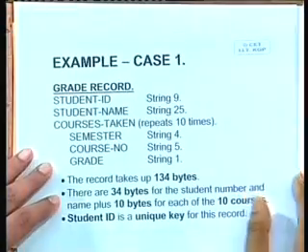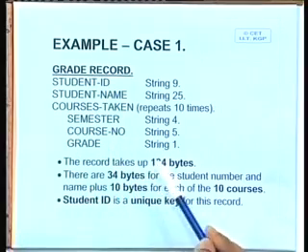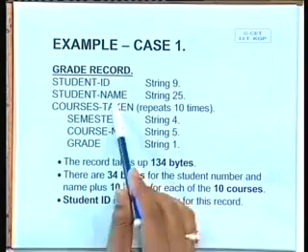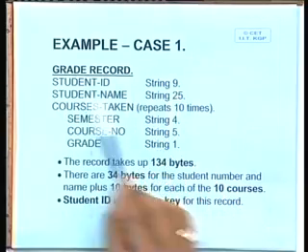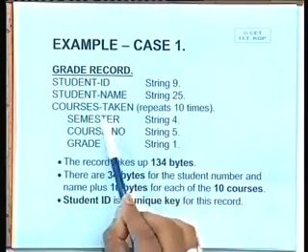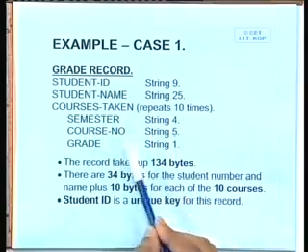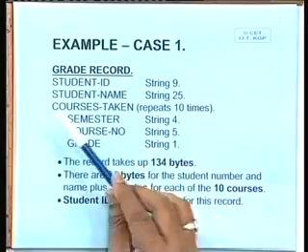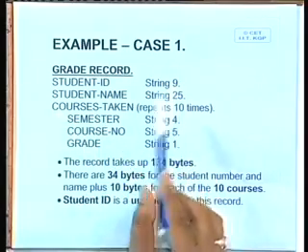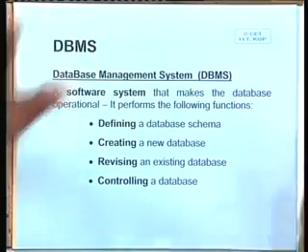Take this small example. Suppose we define it like this: student ID string 9, student name string 25, course taken repeat 10 times, semester string 4, course number string 5, grade string 1. It cannot be done, that is another issue, but nevertheless suppose we define it. These kinds of definitions are known as schema. I will come back to this example later. This is called a schema, alright.